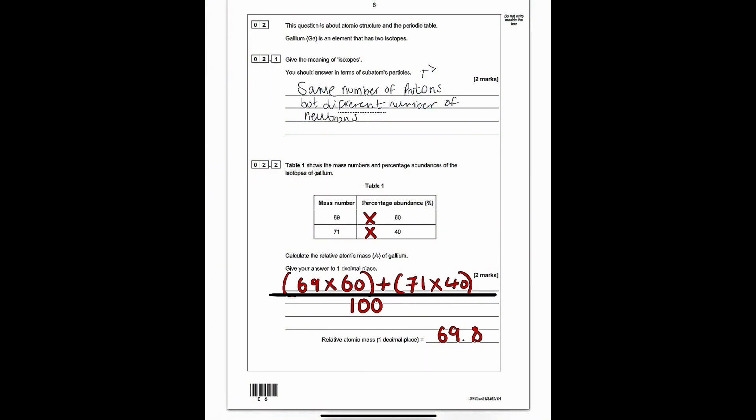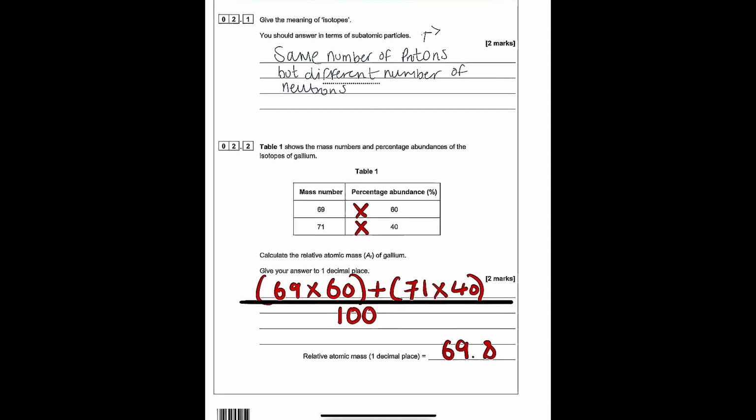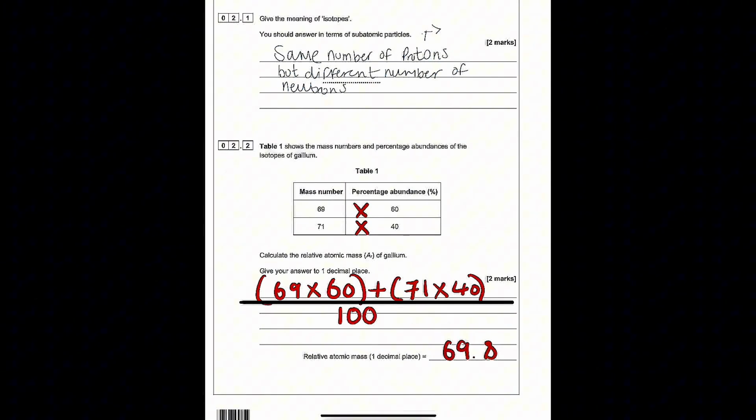Table 1 shows the mass numbers and percentage abundances of the isotopes of gallium. This question is getting very popular, and it does come up on the triple chemistry paper quite a lot. So it wants you to calculate the relative atomic mass of gallium, give your answer to 1 decimal place. Right, I'm just going to enable my highlighter. So here we have the mass number, which I've highlighted yellow. You're going to multiply that by the percentage abundance, which I've highlighted again yellow.